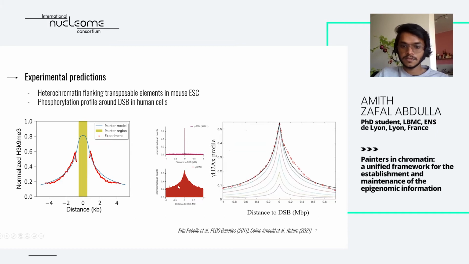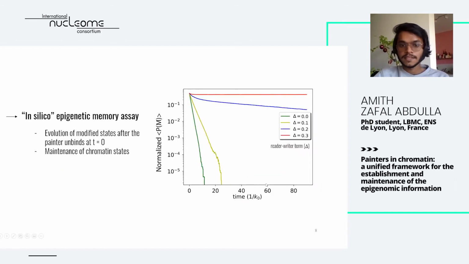This is an average over 80 cells. Here we can see that there is no reader-writer process because the enzyme is highly localized and the recruitment is seen only at the double strand break. So this is a classic example of the sequence-specific process, and we can very well predict this phosphorylation profile using our painter model. We know that these enzymes have residence time; they're not bound to the DNA forever. They unbind after a specific time.